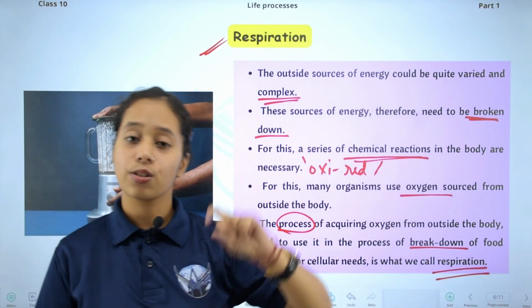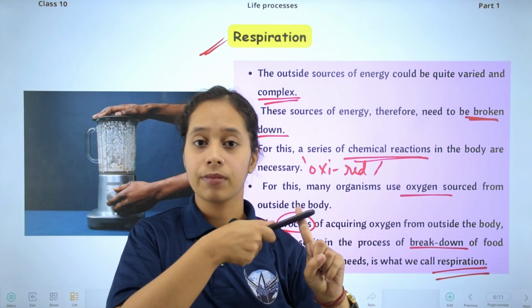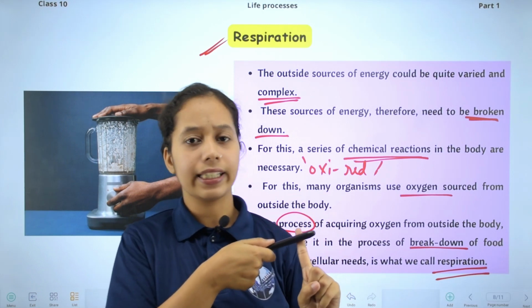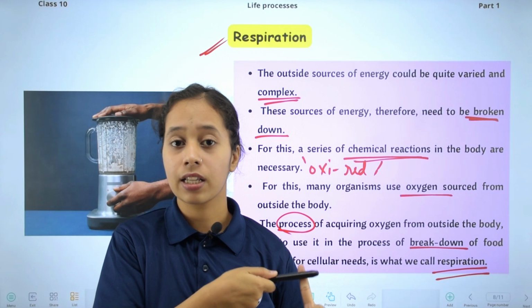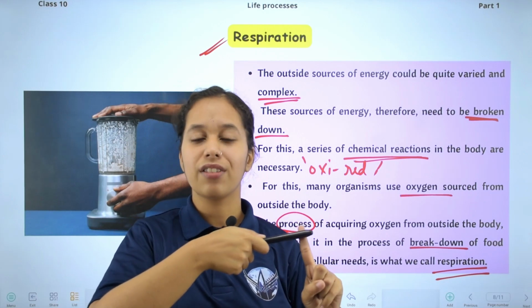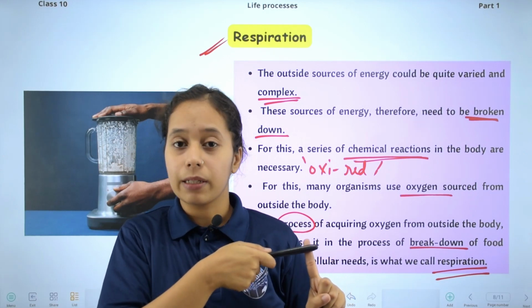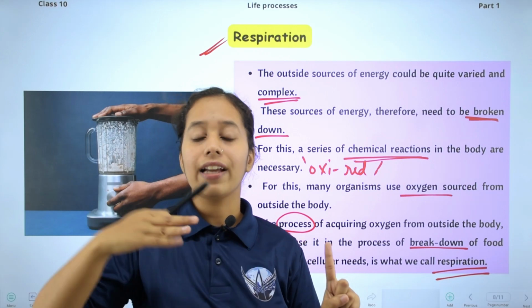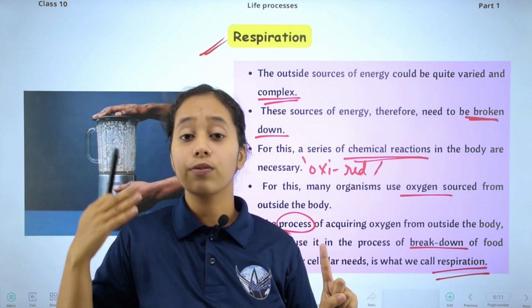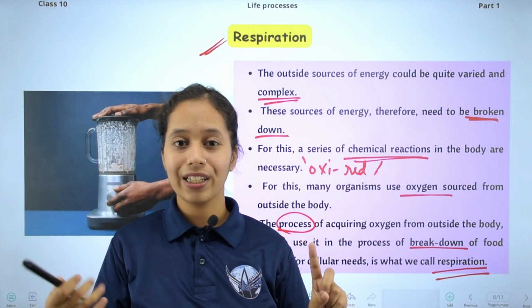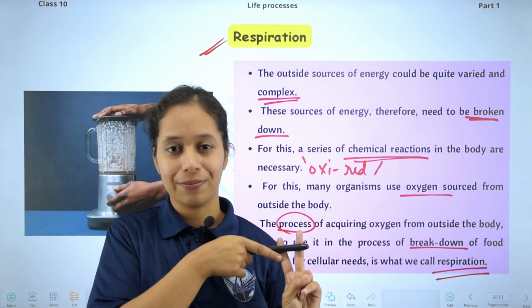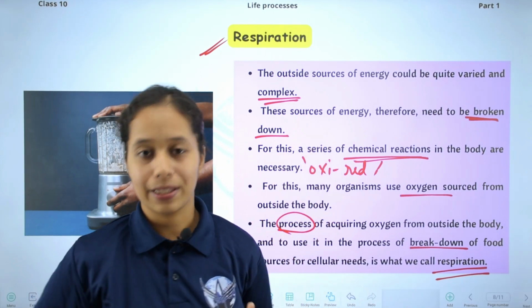Okay, so first we needed energy. How can we get energy? By eating food. That was our nutrition. Second, this food is very complex, so we need to break it down. How can we break it down? Via chemical reactions. For that we need oxygen. So what do we use? We use respiration. This entire process is respiration.